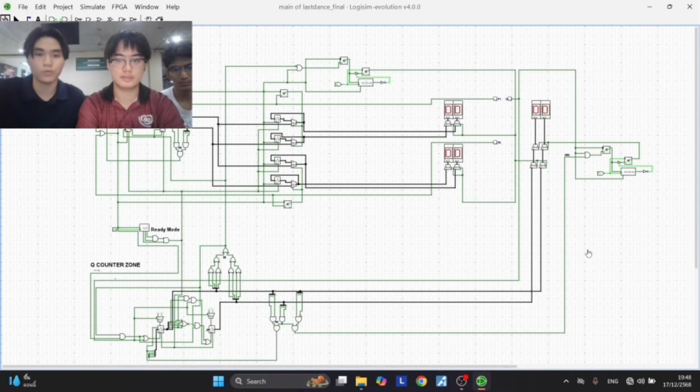Hello, today we are going to present our mini project 2, and we chose the queuing number. This is our overall circuit.